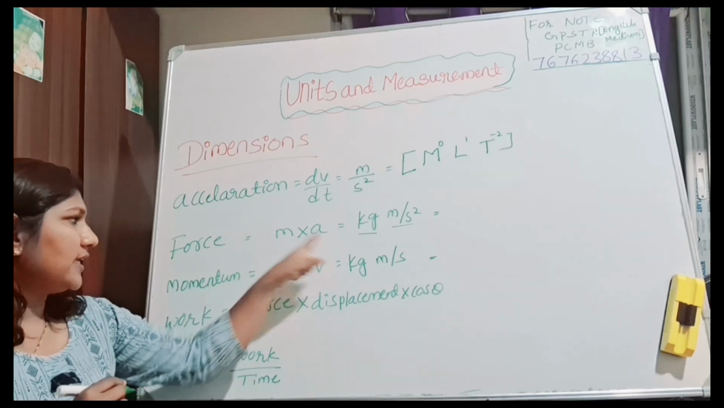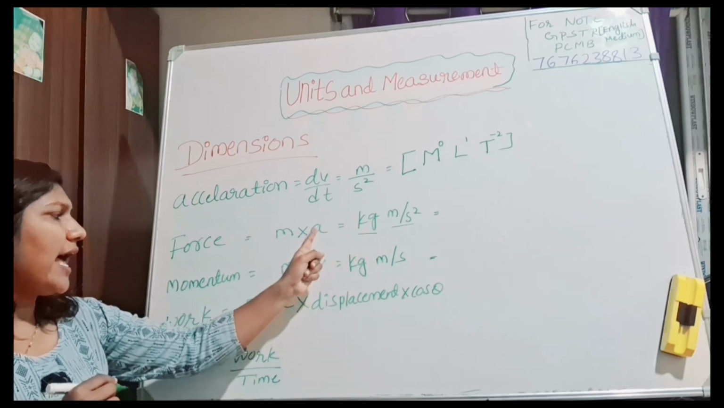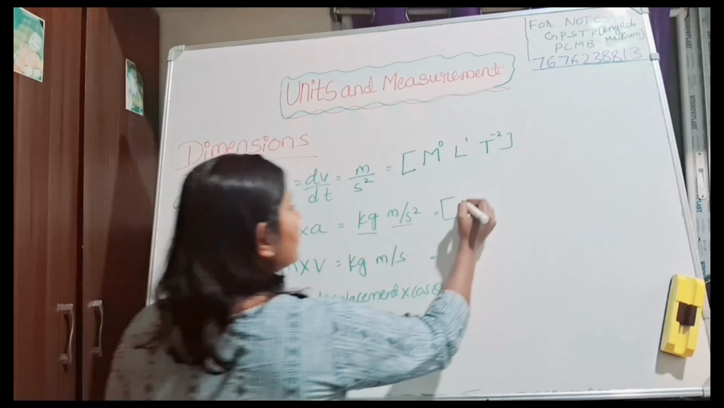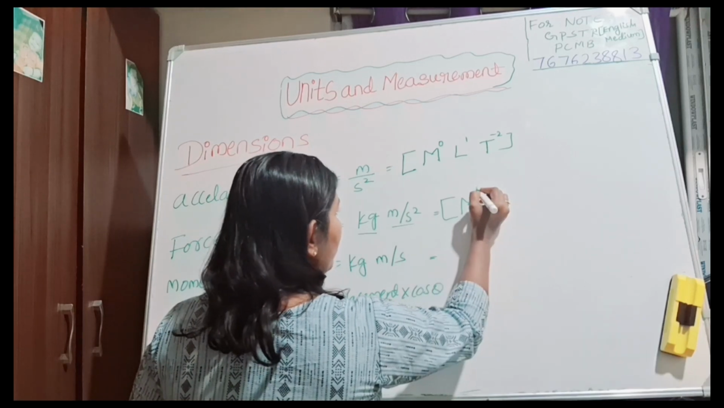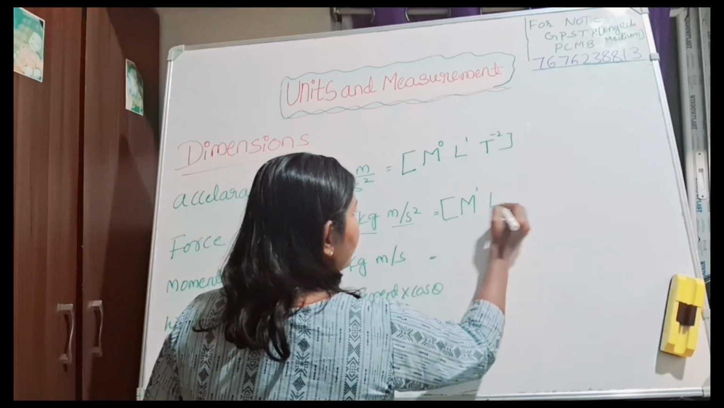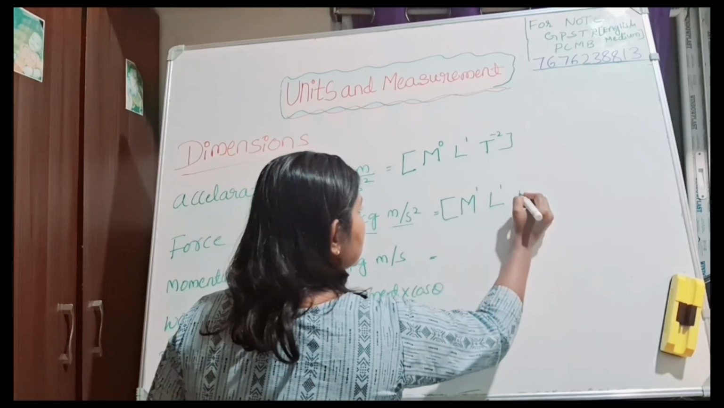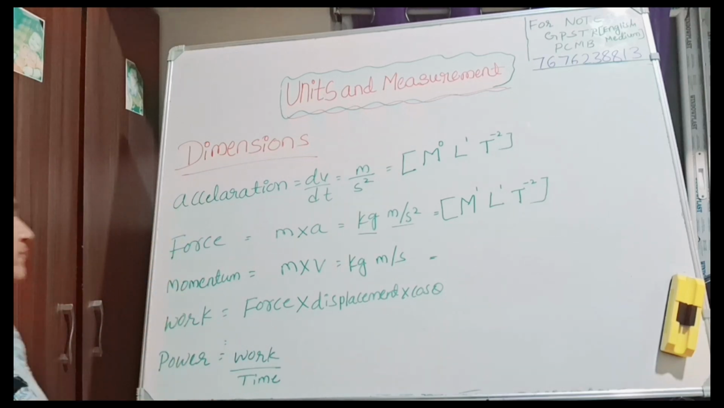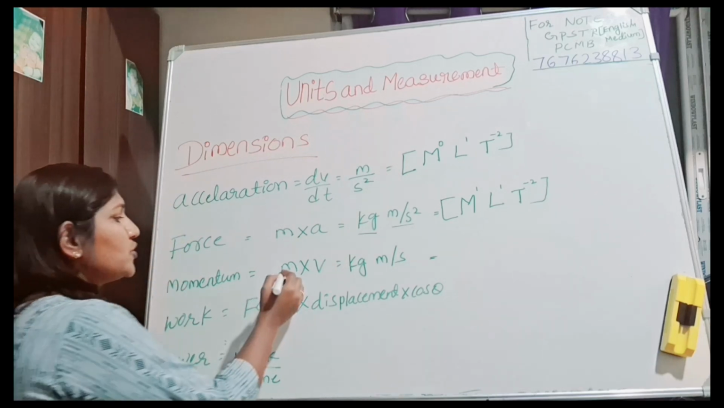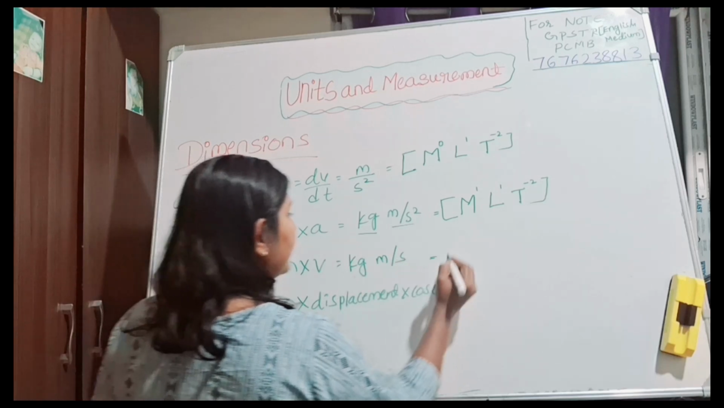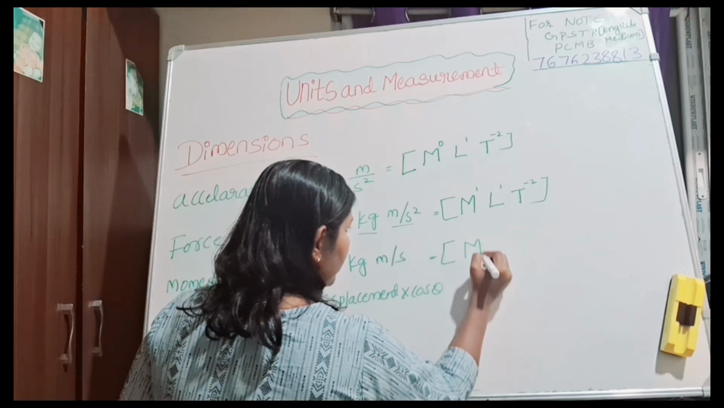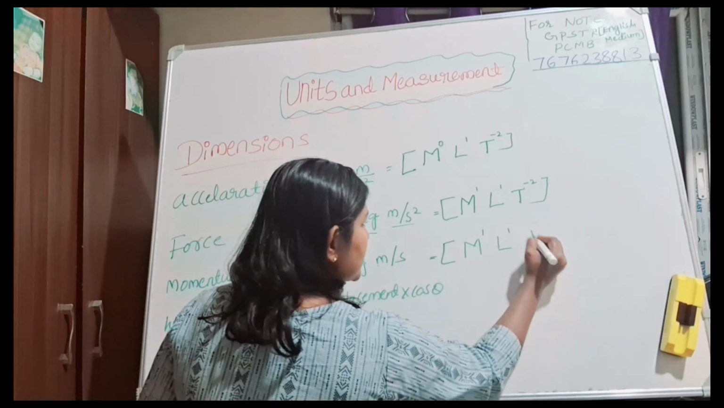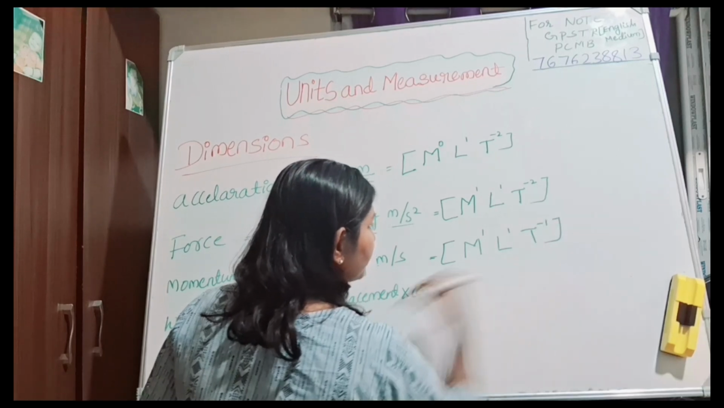Similarly force, what is the formula? Mass into acceleration. Mass SI unit is kg, acceleration SI unit is meter per second square. Now we write the dimension for this. Kg means M raised to 1, meter is L raised to 1, and second square is T to the power of minus 2. Next one is momentum: mass into velocity, so kg meter per second. M raised to 1, L1, and T to the power of minus 1. Okay, it's simple.